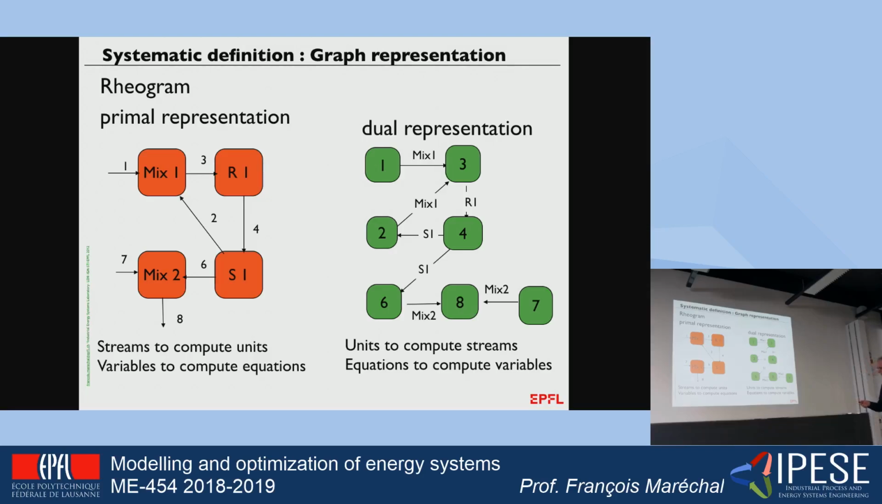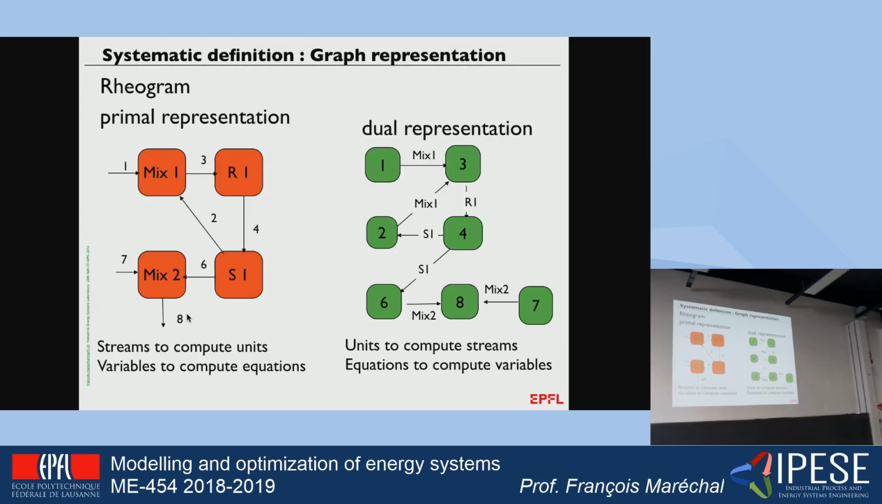So this was the flowsheet, the primary representation of my system. So I have the mix 1, L1, S1, and mix 2. And what I can see is that I have the streams 1, 3, 2, 4, 6, 7, and 8. So units are used to calculate the value of the streams.